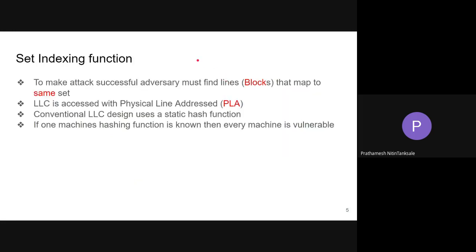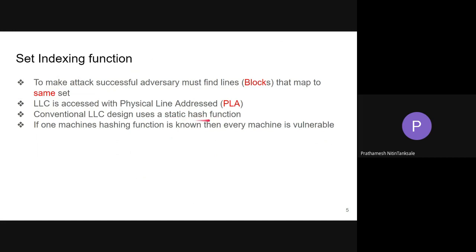So what is the culprit here? The culprit is the set indexing function. To make the attack successful, the adversary must find the lines that map to the same set. This is very crucial. In a typical last level cache, the access is done using the physical line address, which is the physical address. And the conventional LLC design uses a static hash function.